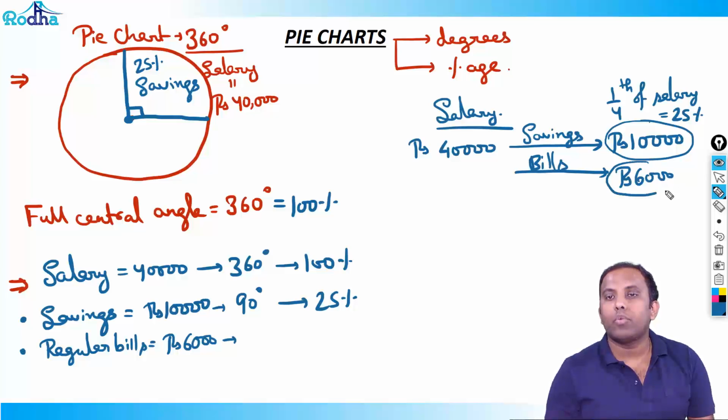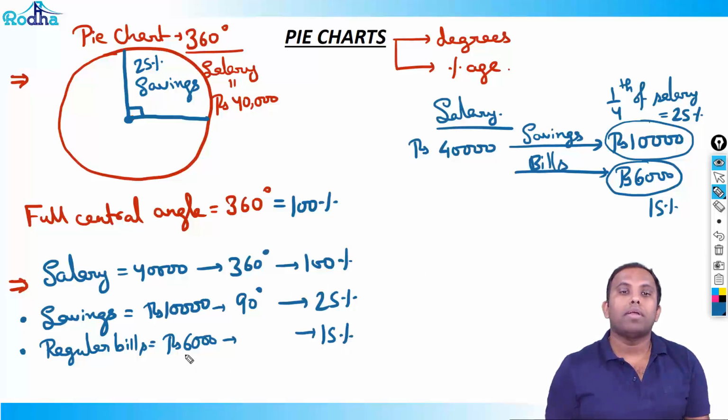What is 6,000 here? So 6,000 is what percent of 40,000? I can easily calculate. 40,000, 10% is 4,000, and 5% is 2,000. So 10% plus 5%, 4,000 plus 2,000, 15%, that is 6,000. So 6,000 is 15%. Okay, that means my 15% is the expense on regular bills.